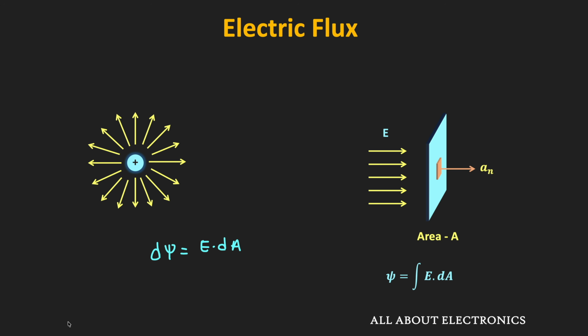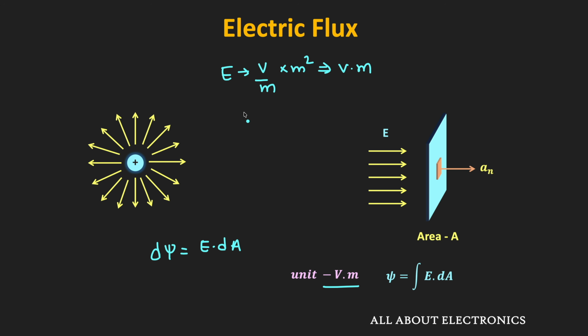If we see the unit of this electric flux, then it is equal to volt times meter. Because as you know, the unit of the electric field is volt divided by meter, and whenever we multiply it with the unit of the area, that is meter square, we will get volt times meter. So that is why the unit of electric flux is equal to volt times meter.